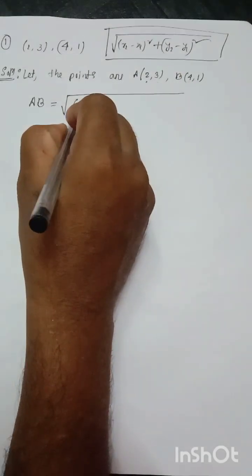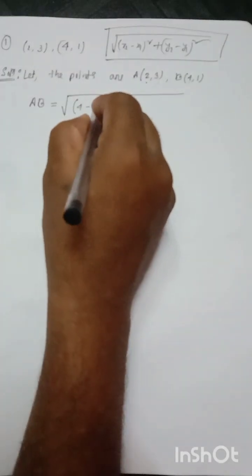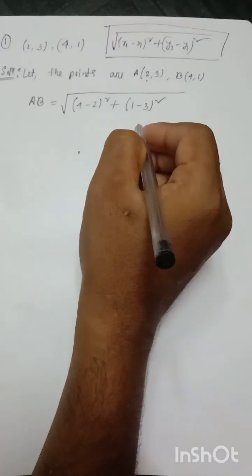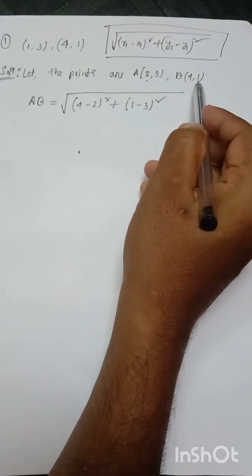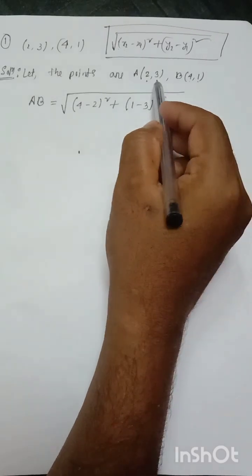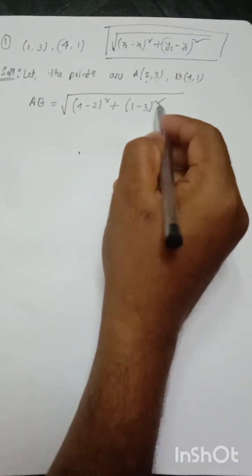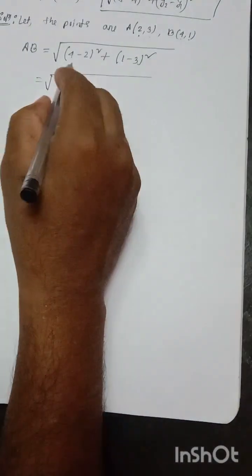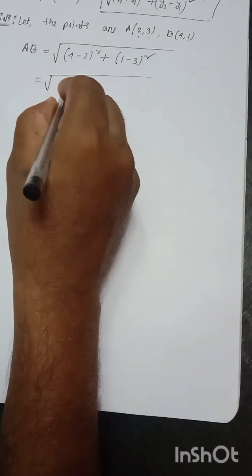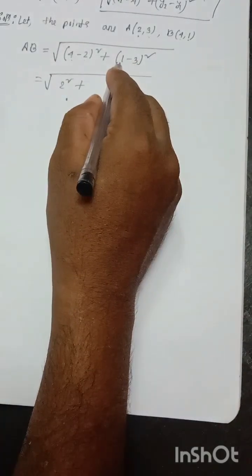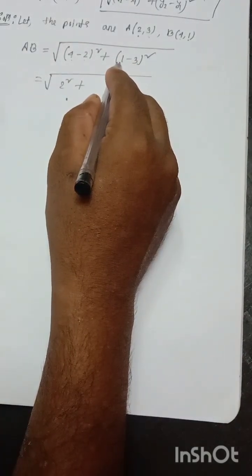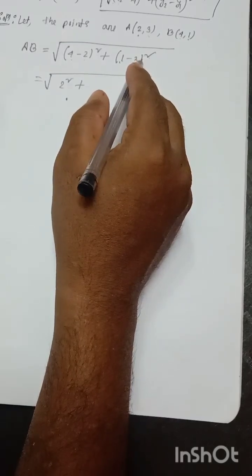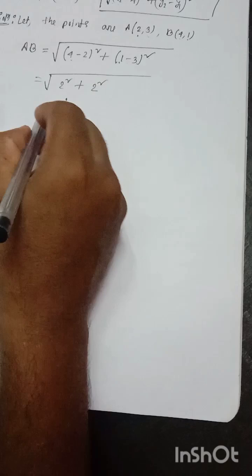So 4 minus 2 whole square plus then again 1 minus 3 whole square. See, 1 is y2 and 3 is y1. So y2 minus y1 whole square. Now if we solve this, 4 minus 2 is equal to 2, so it will be 2 square, and 3 minus 1 is equal to 2, or it is minus 2. As the square is above there, the minus will vanish because minus becomes plus. So it will be 2 square.